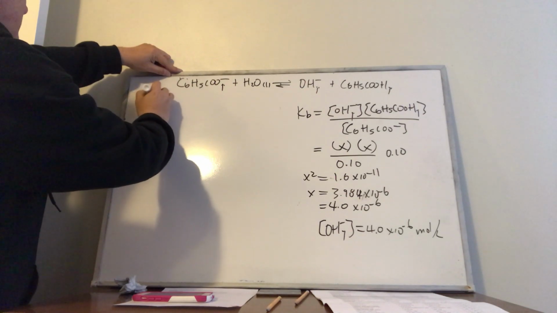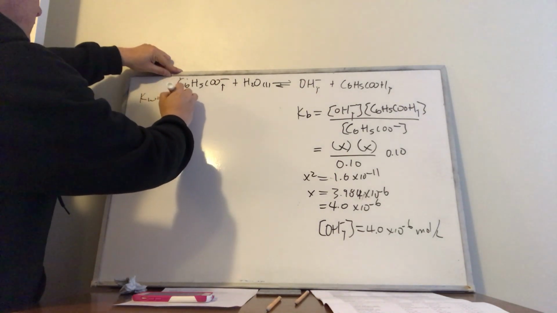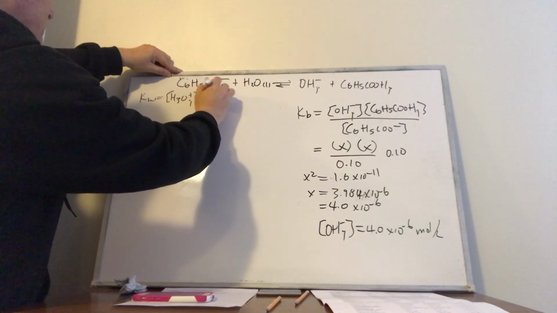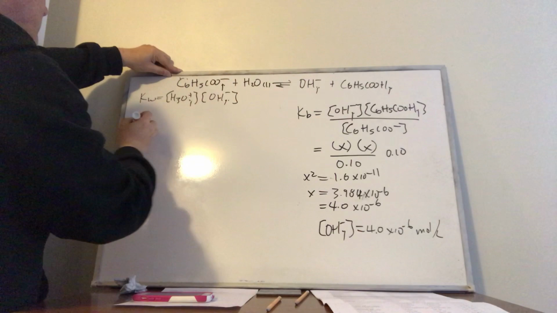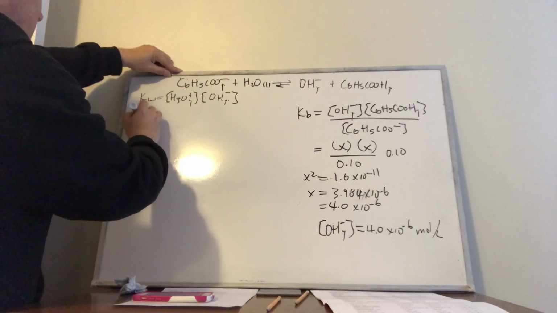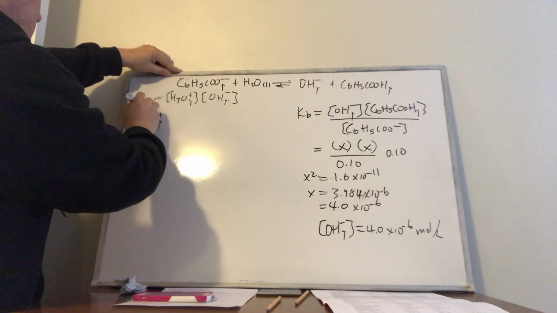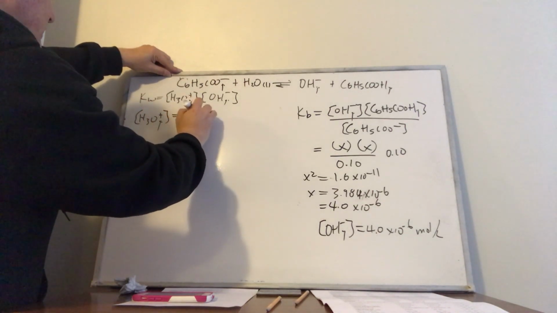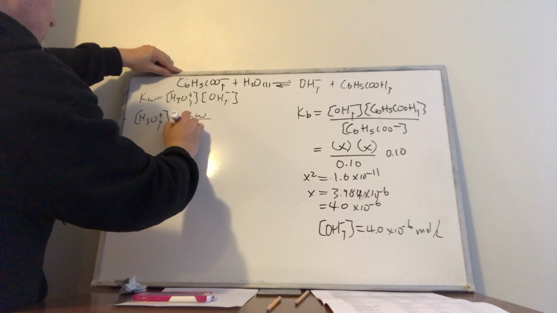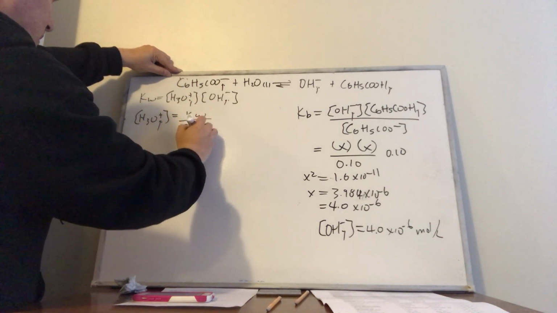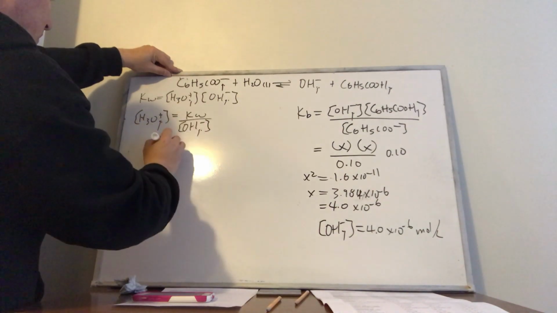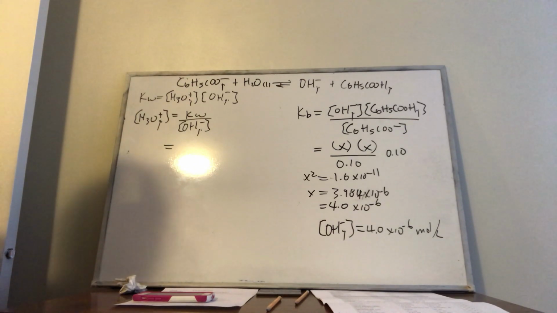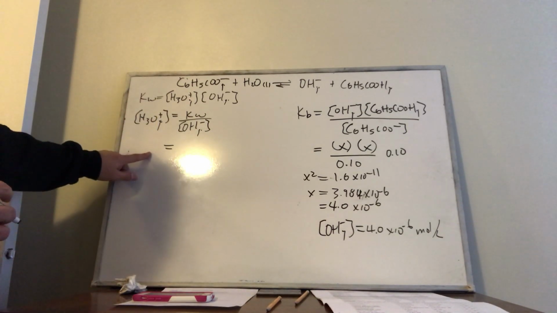So I know the relationship Kw equals hydronium times hydroxide. And I can rearrange that to say hydronium equals Kw divided by hydroxide. And I can get my hydronium. The other way to do it, so I'm going to set that up and do that in a moment.